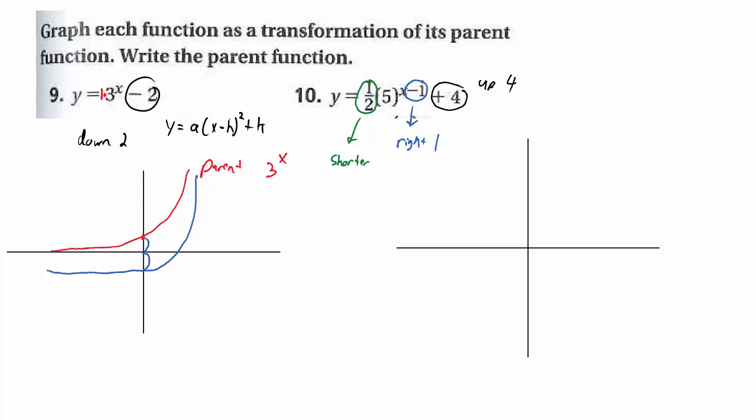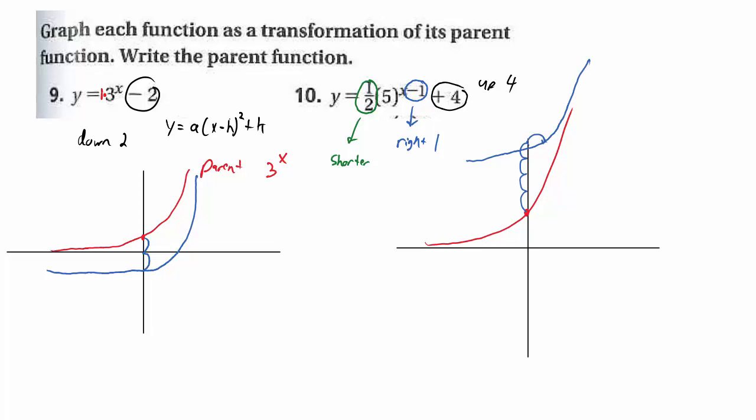Now, the original function for this one would be 5 to the x. Without all these extra things, the parent function would be 5 to the x, which would be a little steeper than the 3 to the x because it would climb faster, but it would still have a y-intercept of 0, 1, whereas the transformed function would be up 4 higher, but then it would also be to the right by 1, and then it would also be a little flatter. So the graph would be a little bit flatter. It wouldn't climb quite as quick.